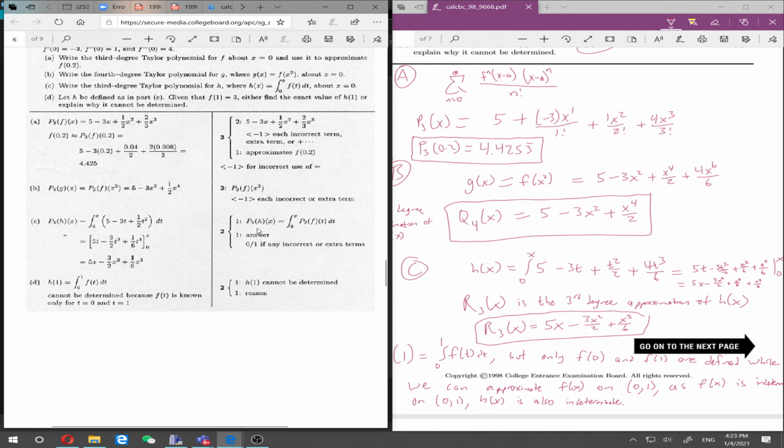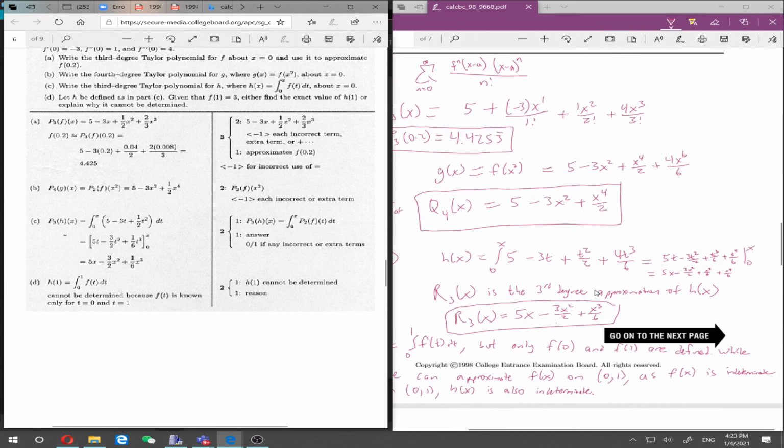1 point for setting the approximation equal to the integral. Okay, we did integrate. 1 point for answer, but take out if we have extra terms or incorrect. 5x minus 3/2 x squared plus 1/6 x cubed. Minus 3/2 x squared plus 1/6 x cubed. Okay, that looks good too.